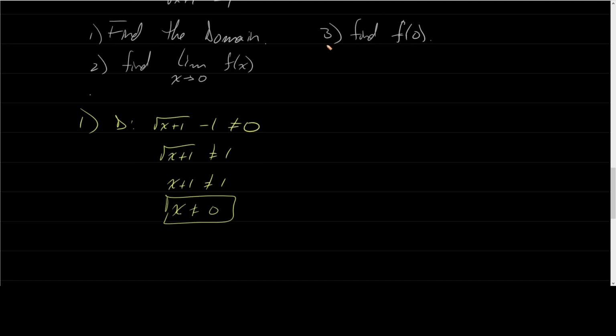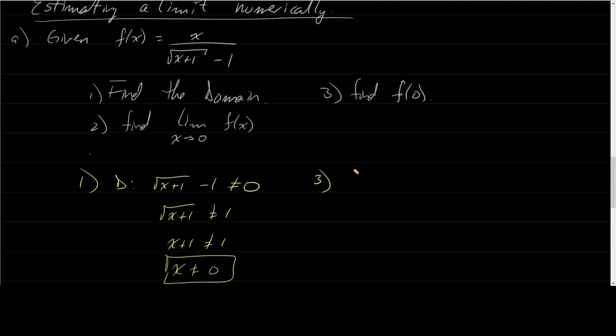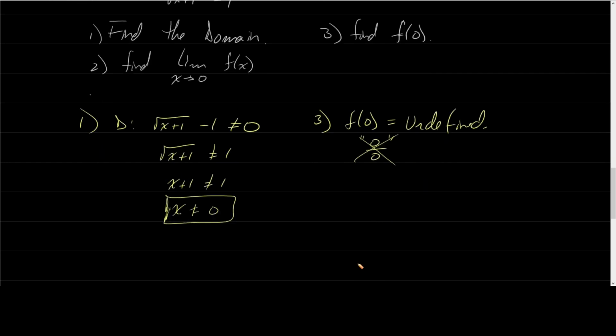Right away, we can actually answer the third question. Find f of 0. Well, f of 0 is undefined. How do I know that? Because the domain is x cannot be 0. So what would f of 0 be? Well, you can't plug in 0 in the first place. You actually end up with 0 over 0 if you plug it in, and that is undefined.